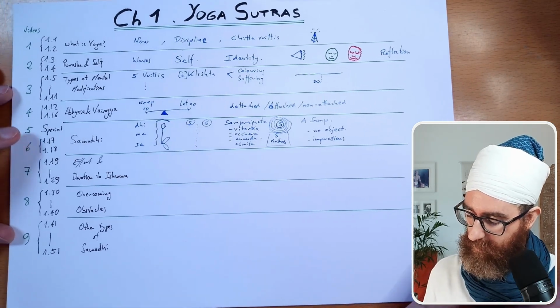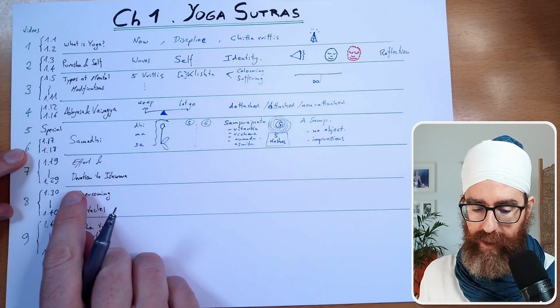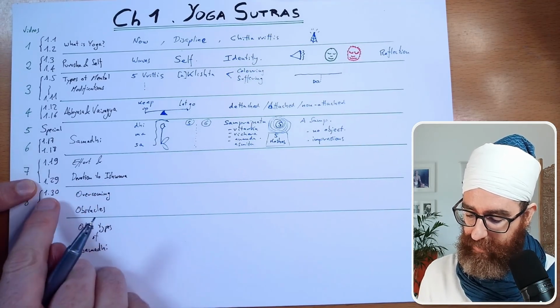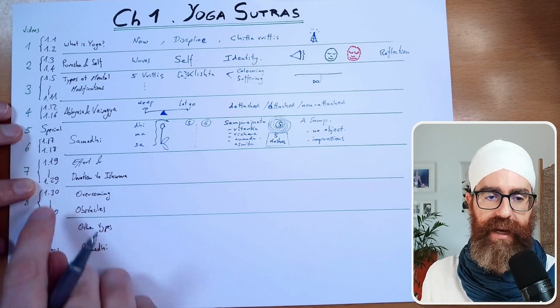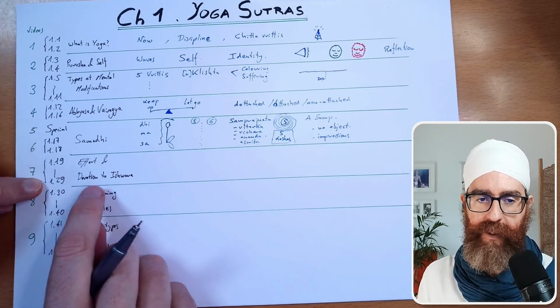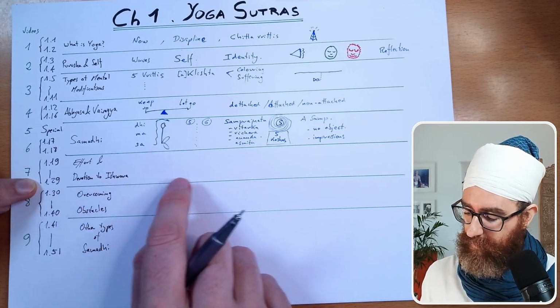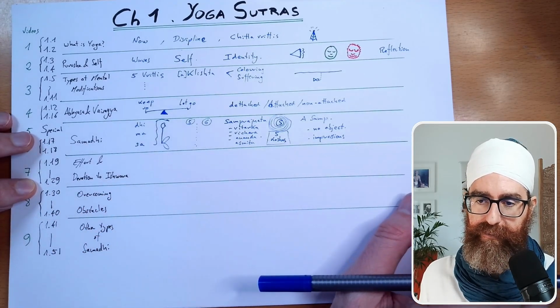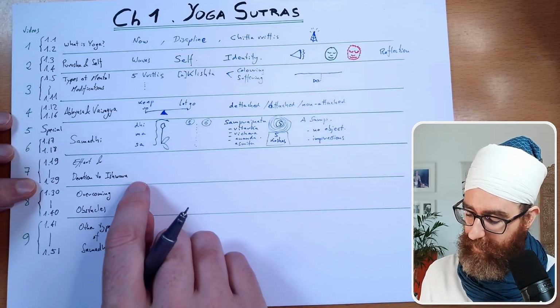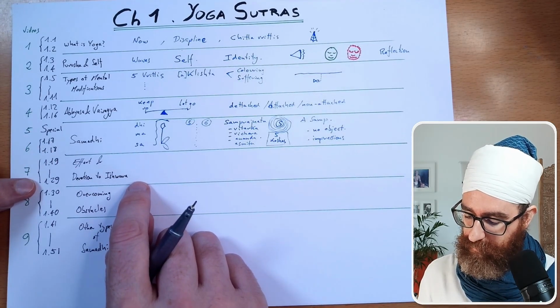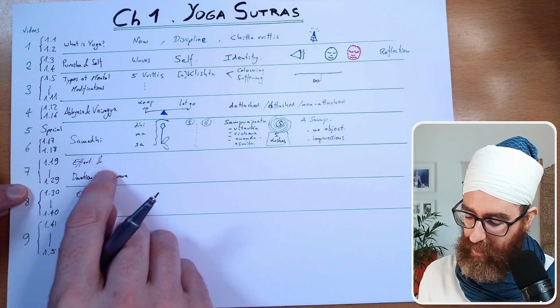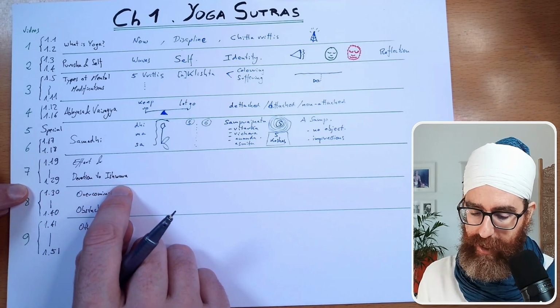All right. So next video, we talked about 1.19 to 20. Now we started to group ten sutras at a time, and it was a bit faster. We were moving a bit faster through the different sutras. This one is effort and the devotion to Ishvara.